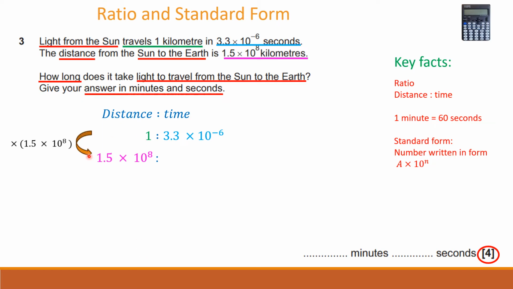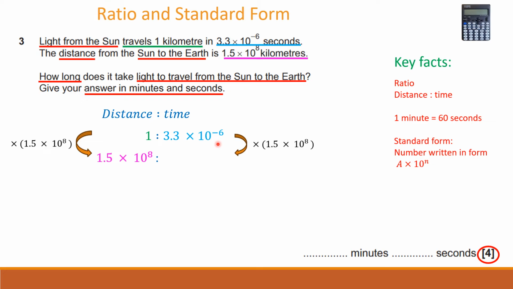So you should have spotted that you're literally going to be timesing by this value here in standard form, 1.5 times 10 to the 8. So if I do that to the left-hand side, I need to do exactly the same to the right-hand side. So I'm going to multiply the right-hand side by 1.5 times 10 to the 8. And you're going to type this in on your calculator. So get your calculator ready. Pause if you need to go off and get your calculator.